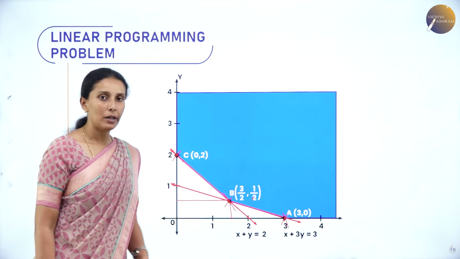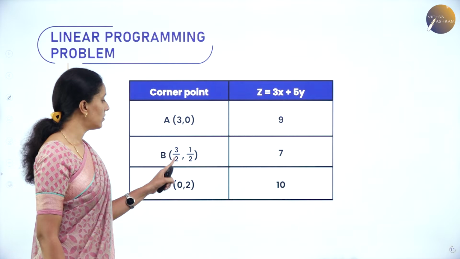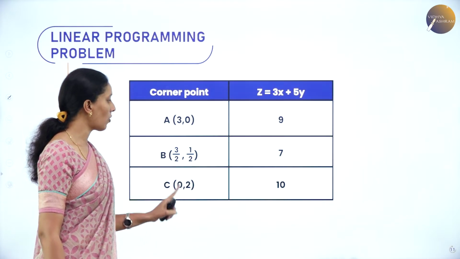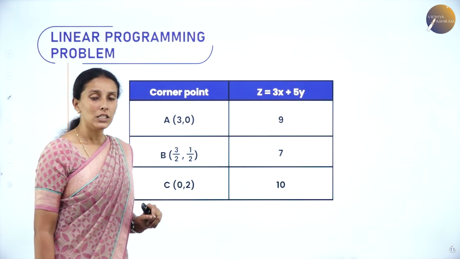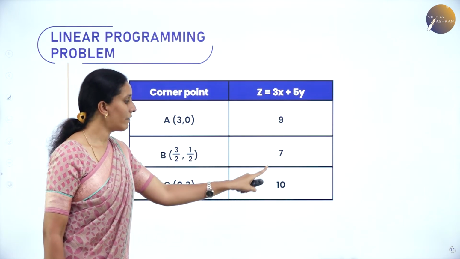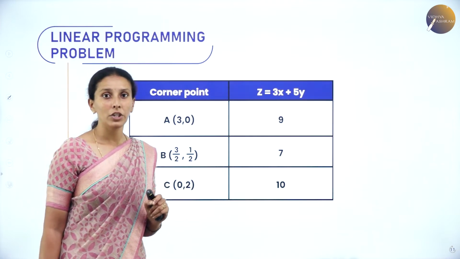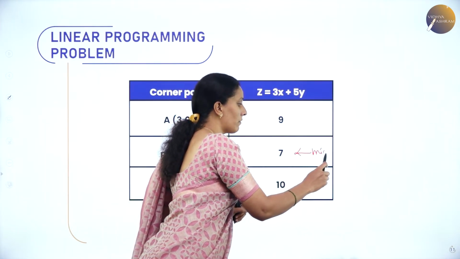Now we have the corner points. Substitute them in the table: (3, 0), (3/2, 1/2), (0, 2). Substitute these coordinates in the function z is equal to 3x plus 5y. See, we have 9, 7, 10. What do we need to find out? The minimum value. Which is the minimum value? 7 is the minimum value.